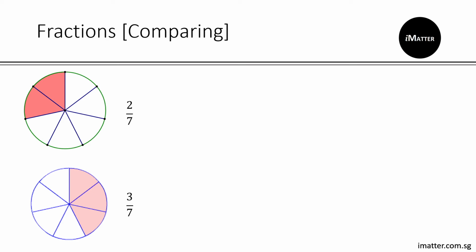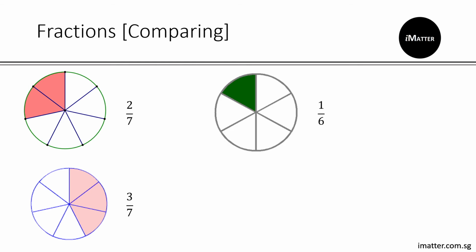So when the denominators, which is the bottom number, are the same, look at the top number, which is the numerators. The bigger the number for the numerators, the bigger the area, the bigger the piece of the fraction. So 3 out of 7 is bigger than 2 out of 7. Now let's look at another form.